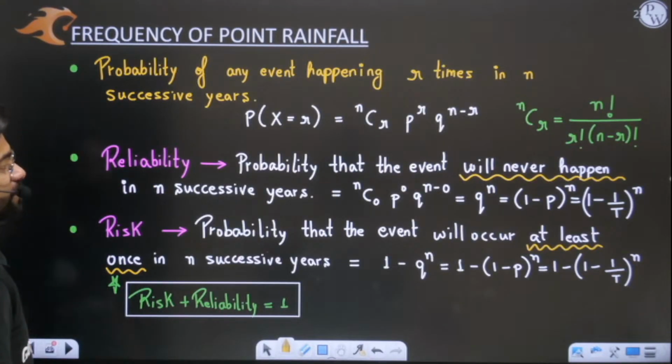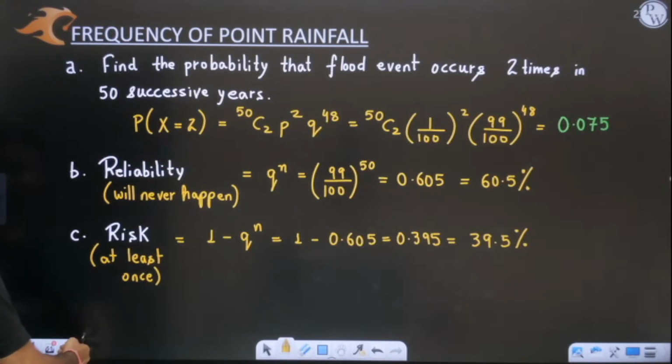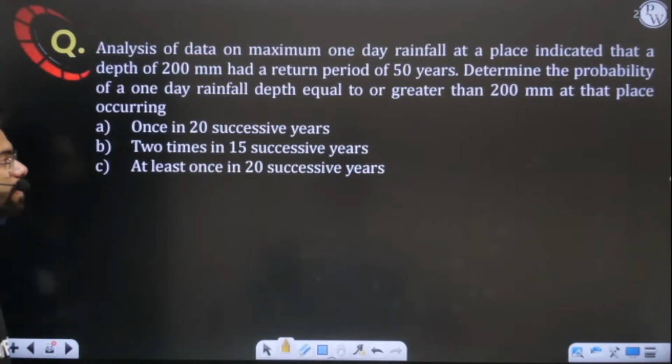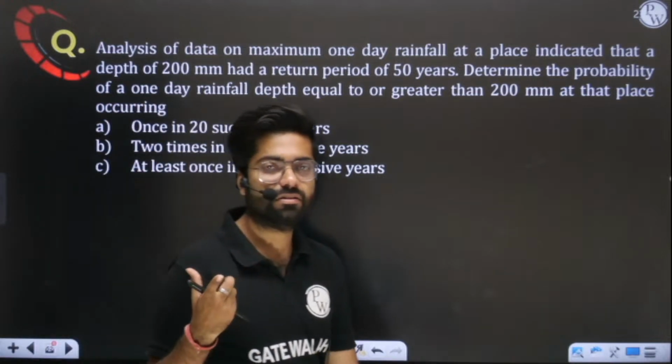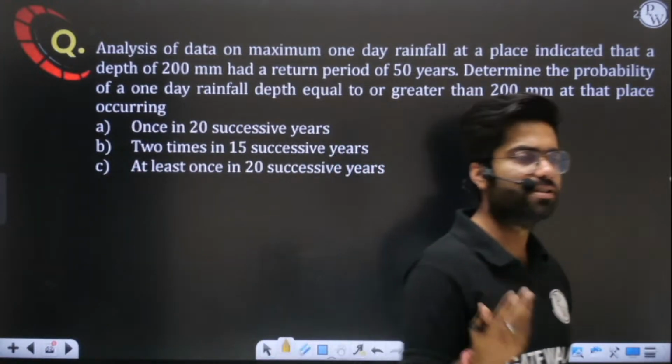I hope you are fully clear with this concept. See, this slide is very, very important. You can take a screenshot if you want. You can easily find questions from this topic in any kind of state examination, be it GATE or engineering services. So let me take a test to see if you have clearly understood this. Let me give you an example, and we'll solve it.